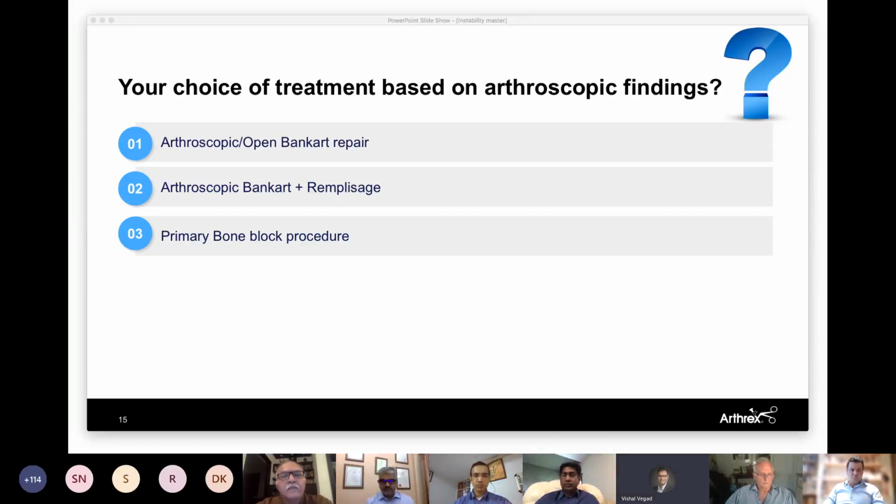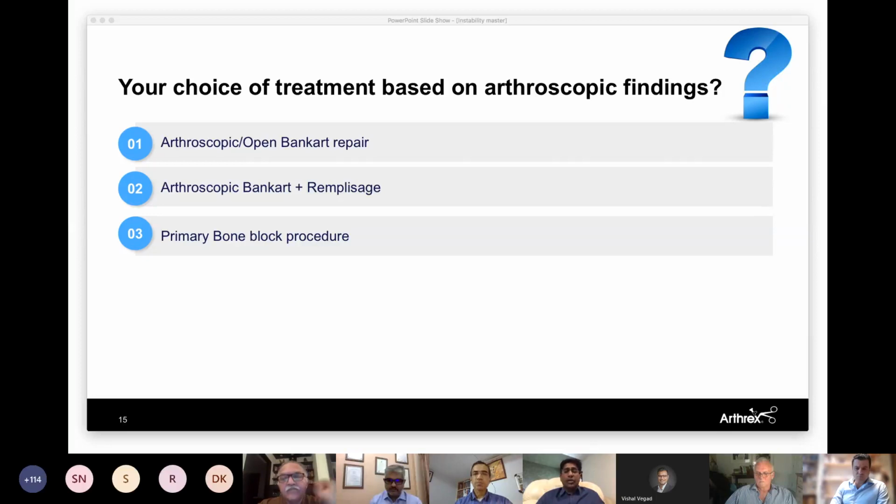Before we move on to the next slide, I would ask Raman and Sundar, what's their take? Would they add remplissage or not in this patient, looking at the findings? Sundar, you have to unmute. Sorry. So this is the first time dislocation. It's an on-track lesion. And I found that the Hill-Sachs lesion is very superficial, not huge. I think you measured around 10 mm or 11 mm. Yes. So in this case, I may do only an arthroscopic Bankart repair. I may not add a remplissage.